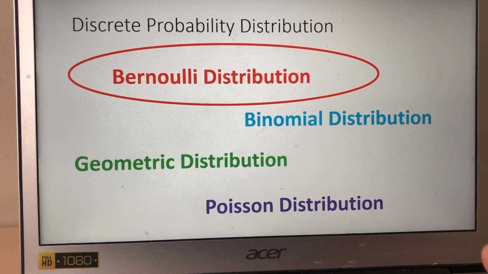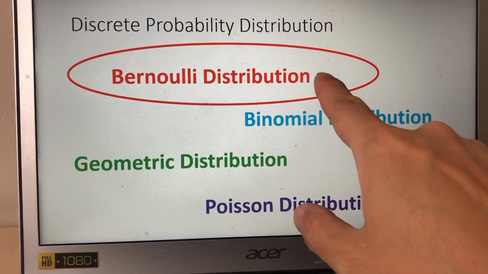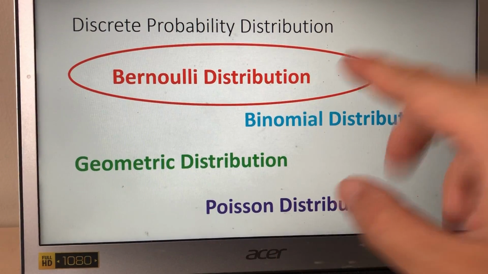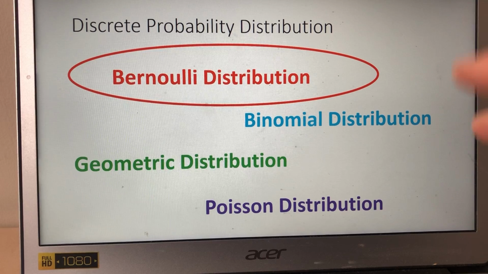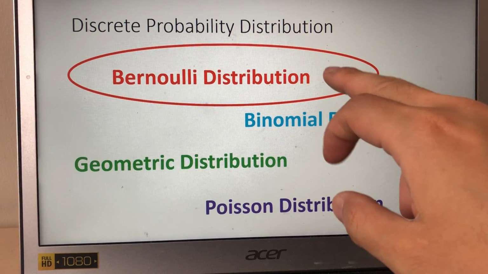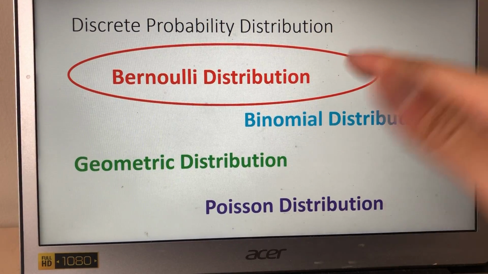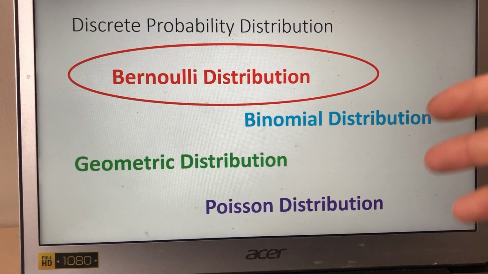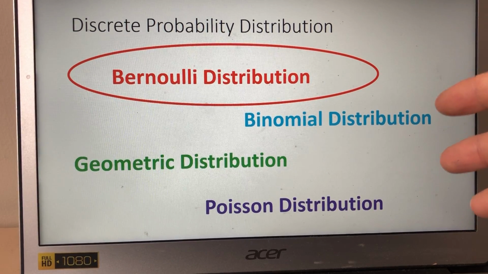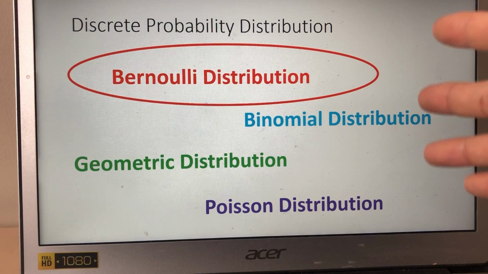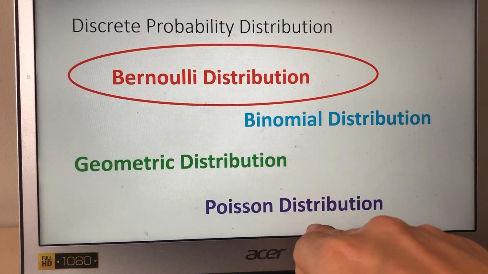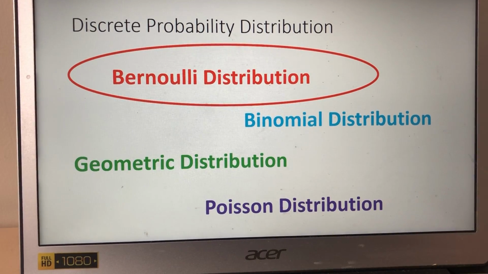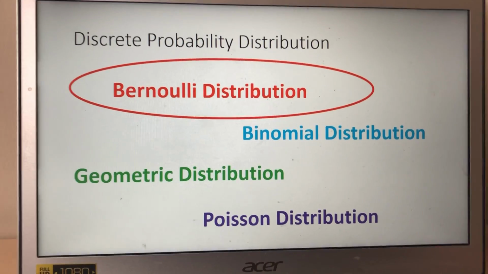After you learned this distribution, you may find that this is very easy. But the reason why we have to learn this distribution is that we have to learn the structure of a probability distribution, so that you can have a better idea when you are going to learn the rest of them. Okay? Now, I'm going to give you some examples.